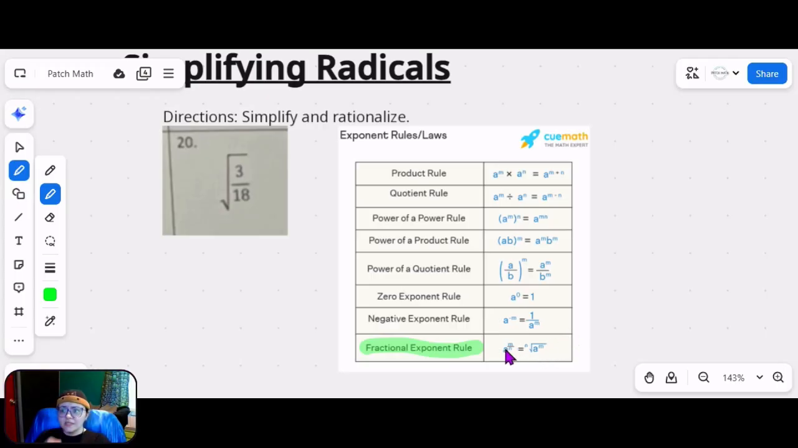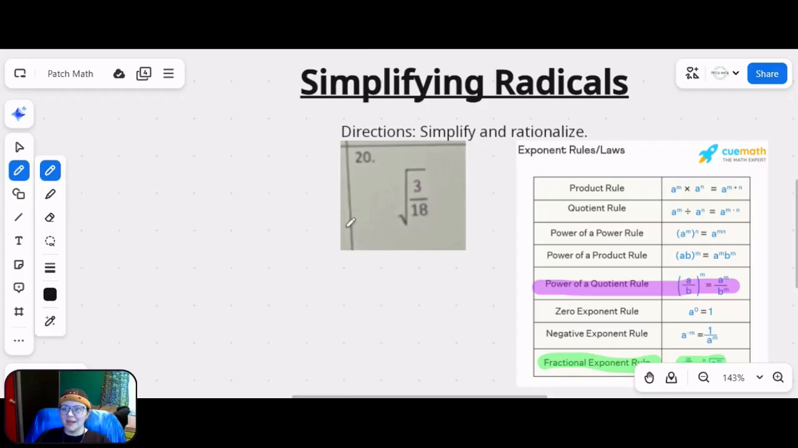But this definition right here tells us that radicals are just exponents in disguise, fractional exponents in disguise to be exact. So what that means is we can apply the power of a quotient rule, because this radical of this fraction is just a power on this quotient. Applying that rule, I'm going to go ahead and break this up into the square root of 3 over the square root of 18. Now our goal here is to simplify completely.